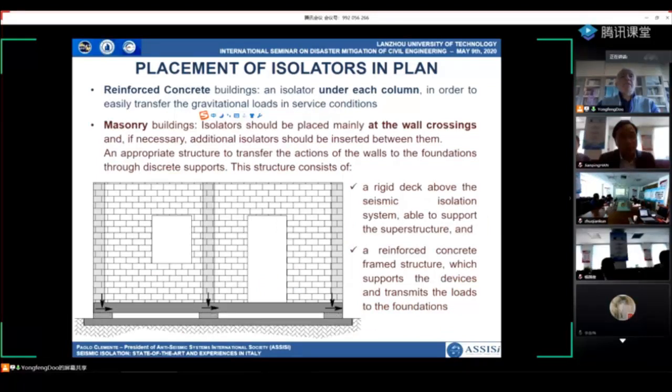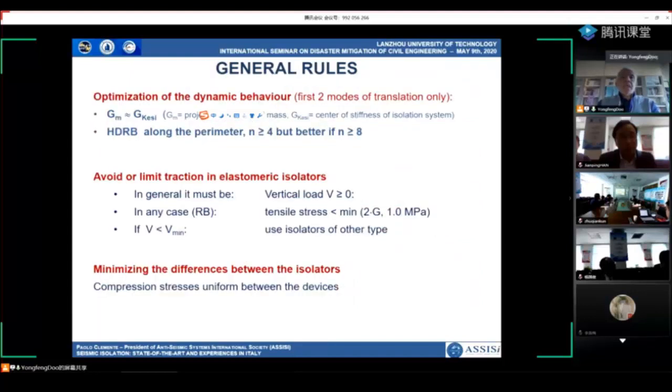Well, what about the deployment in plan? For reinforced concrete buildings it is very easy: one isolator under each column. For masonry buildings, mainly at the crossing of the walls. Furthermore, we have to optimize the dynamic behavior of the building, obtaining that the first two modes are translational only. This is certainly verified if the projection of the center of mass is very close to the center of stiffness of the isolator system.